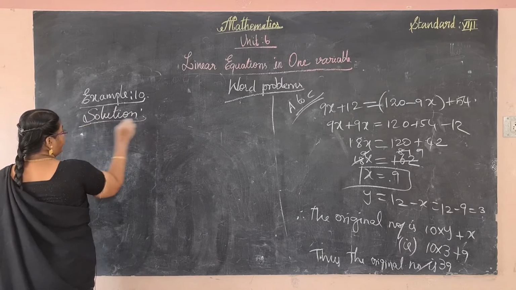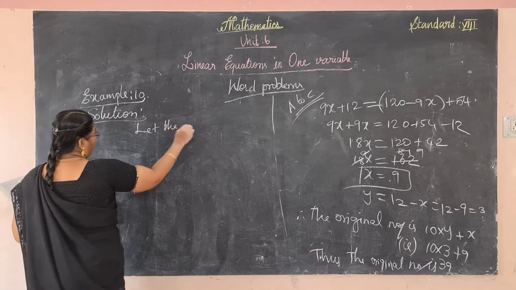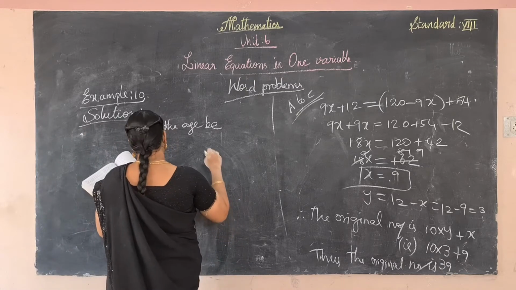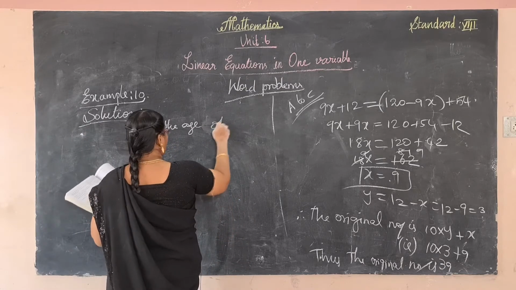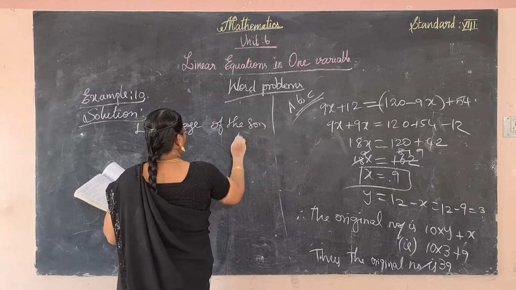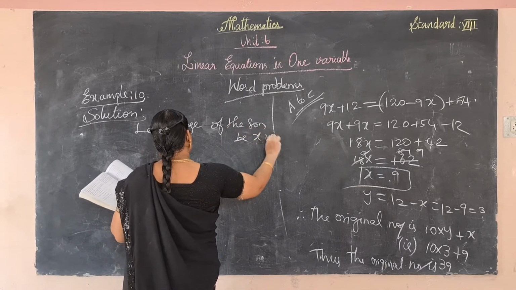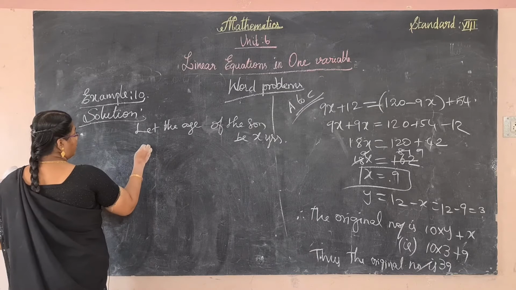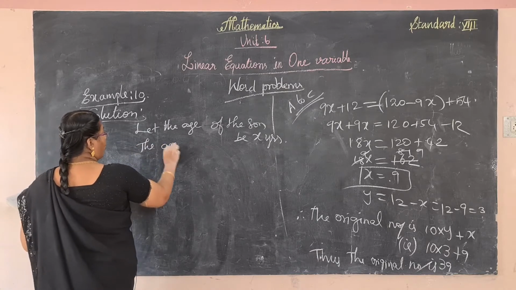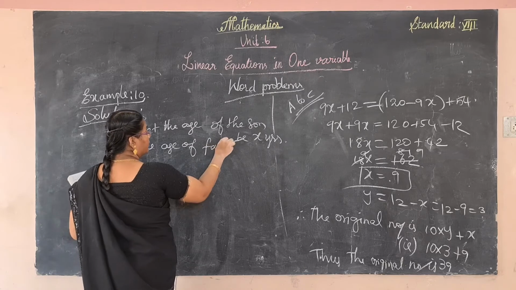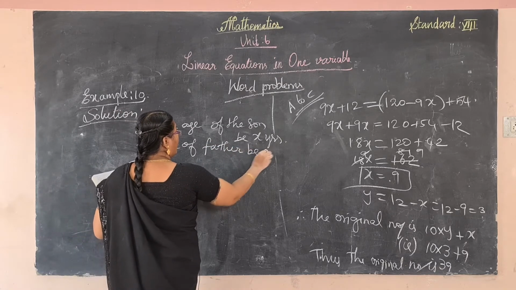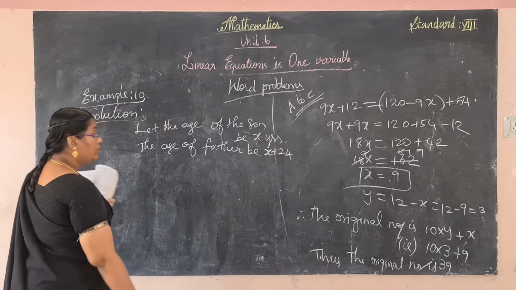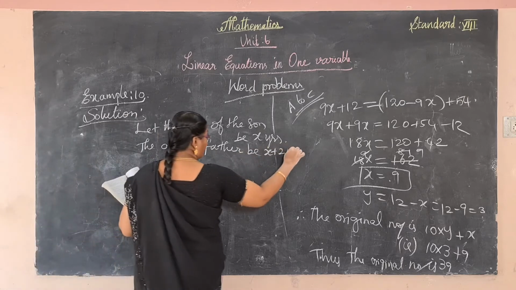Let the age of the son be x years. And then the age of the father will be x plus 24. Why do we add? Because the father is older, so we add 24 years to the son's age.